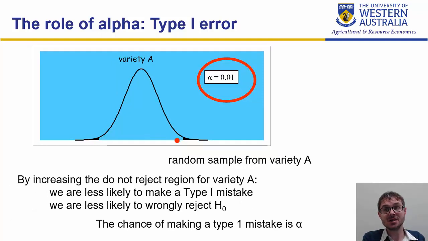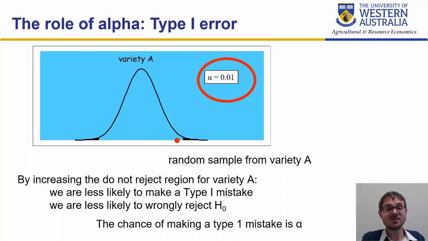Alpha at 0.01, only a very small amount. So you can see now that that sample would fall in the do not reject zone. So I would not make a type 1 error if I push the alpha rate down to 0.01.